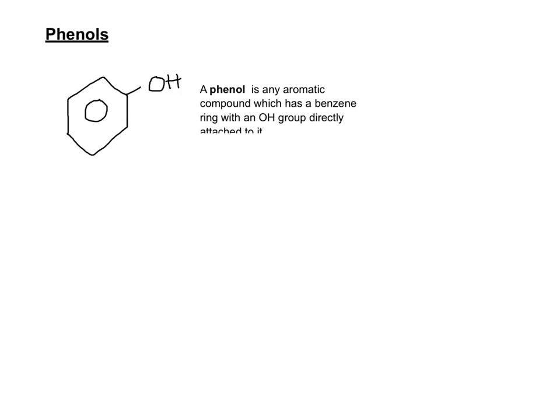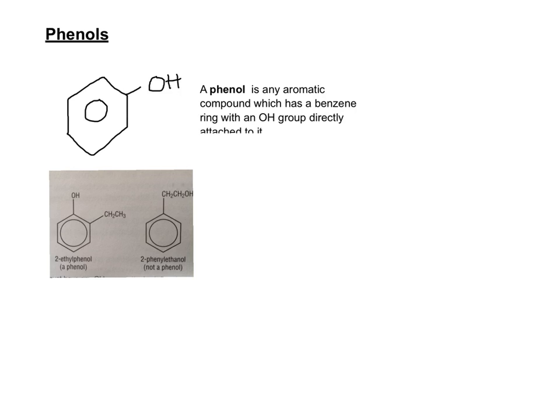So some examples are shown below. You can see how 2-ethyl phenol is a phenol because it's got this structure here as part of its molecule. So that is a phenol, and the other one, 2-phenyl ethanol, is not a phenol, even though it has phenyl in the name. Okay, so the phenyl just refers to the fact that you have an ethanol molecule with a benzene ring attached to it at some point.